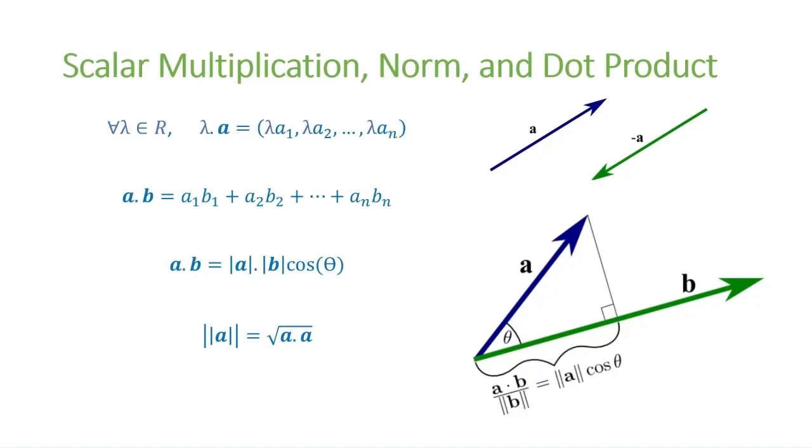Geometrically, this operation changes the length of the vector. If the scalar is large, the vector gets longer. If the scalar is small, the vector shrinks. If the scalar is negative, the vector also flips direction.